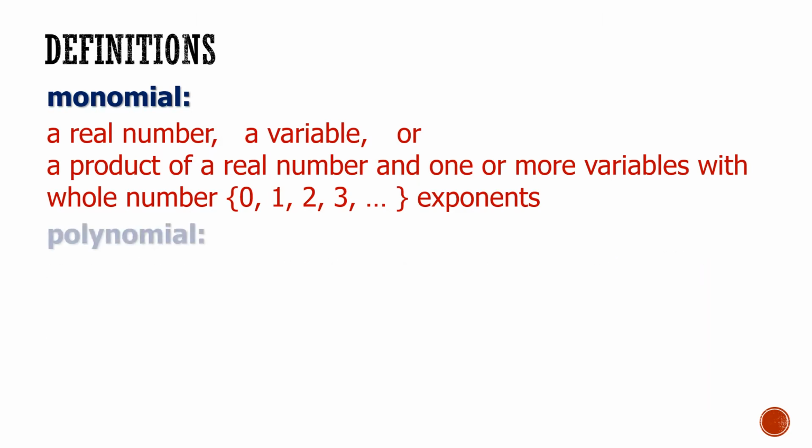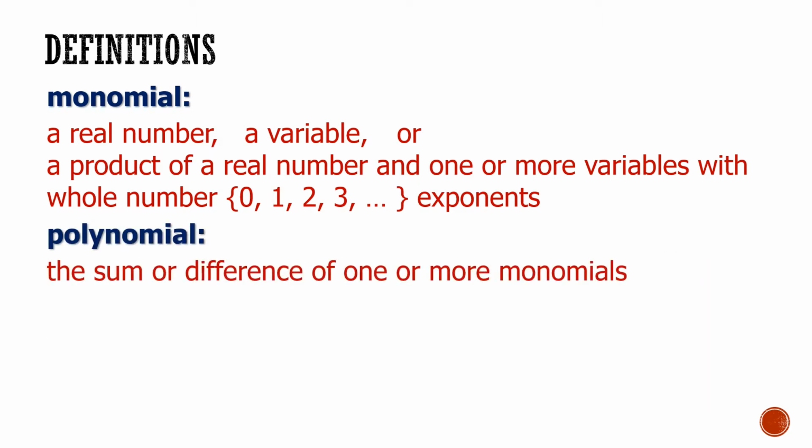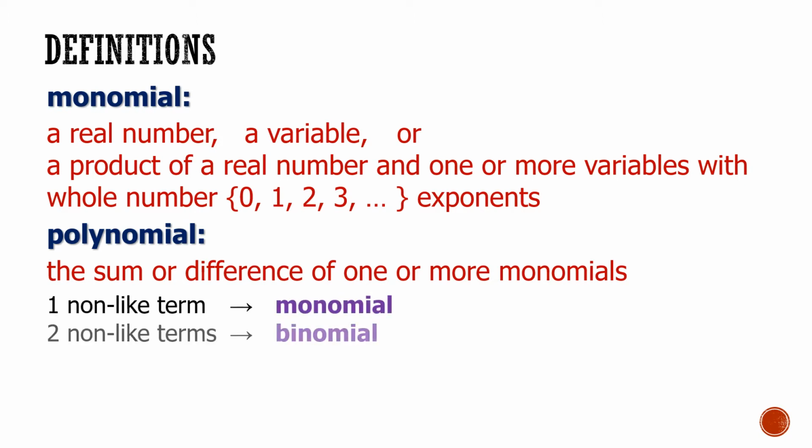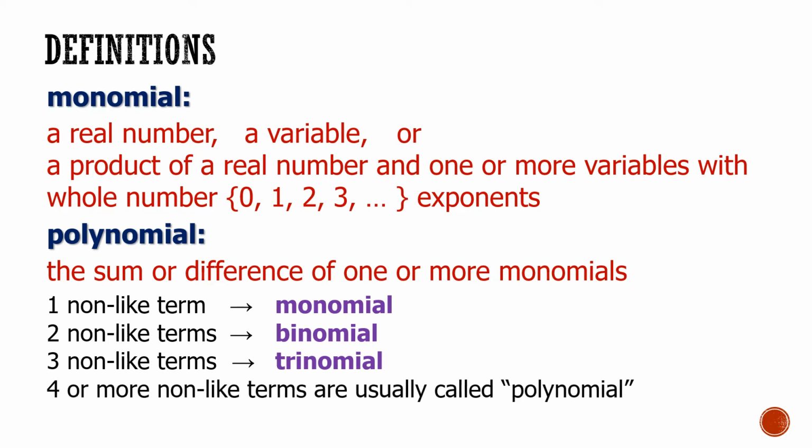When you refer to a polynomial, what you are referring to is the sum or difference of one or more monomials. We can classify polynomials based on the number of non-like terms. For instance, one non-like term is a monomial, two non-like terms is a binomial, and three non-like terms is a trinomial. Understanding numerical prefixes is very helpful here. But once you get to 4 or more non-like terms, we just usually refer to them simply as polynomials.